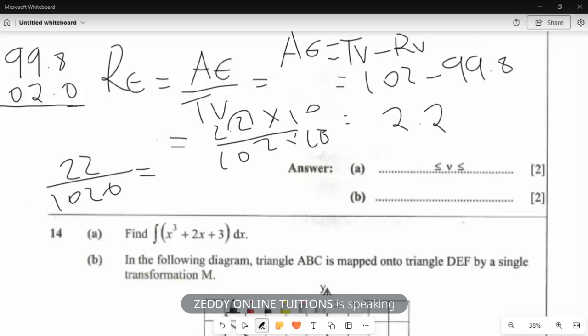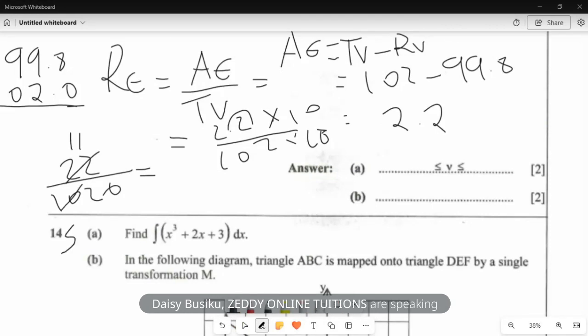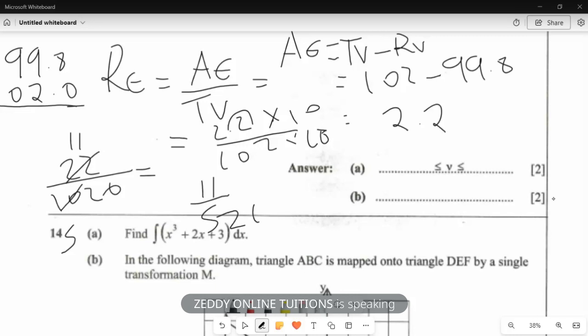You can leave it as a fraction, okay? 2 can go into 22, how many times? 11. And 2 can go into 1020, giving 510. So it will be 11 over 510, okay? So this one will be the relative error, which will be a little bit difficult for you to put in decimal at this point. You've seen it?